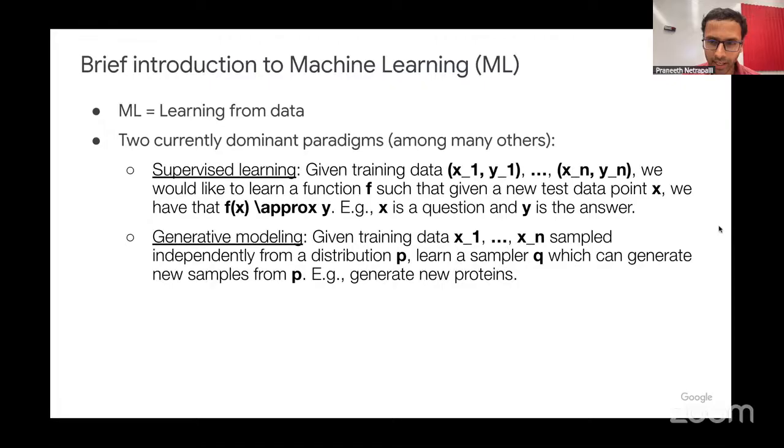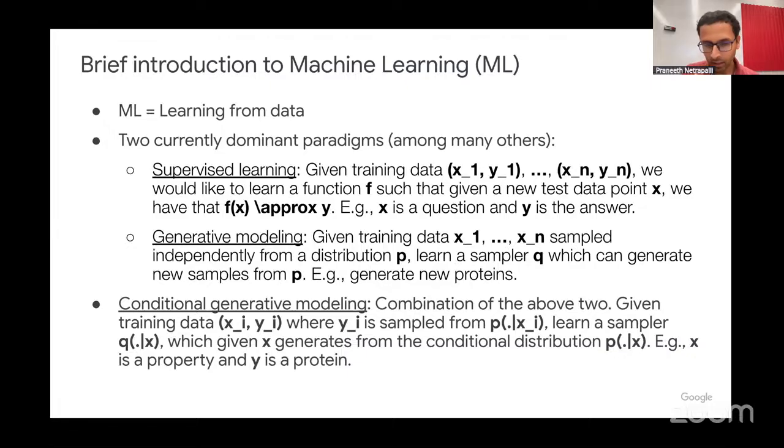And the second paradigm I want to highlight is what is called generative modeling. Here we are given training data, x1, x2, all the way up to xn, sampled independently from some underlying distribution denoted by P. The goal is to learn a sampler Q, so that when we press a button, meaning maybe we generate a Gaussian random vector and give it as an input to Q, it will produce a sample as if we are sampling a new point from P. So x1 all the way up to xn could be a list of existing proteins, and then we want to be able to generate new proteins, which still make sense from a biological, chemical, or physical point of view.